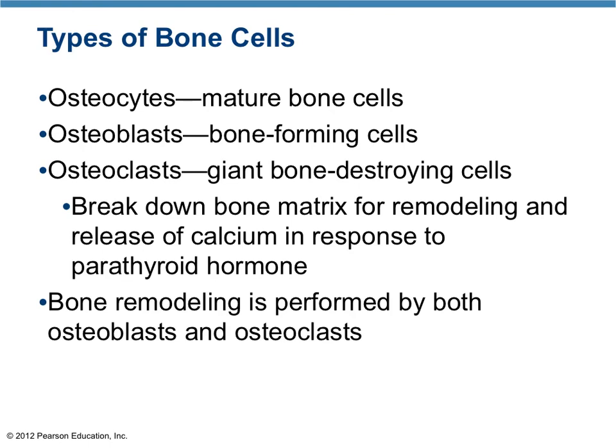So osteocytes are mature bone cells. That's just the name for a general bone cell, and you don't necessarily know what its function is. An osteoblast is a bone-forming cell. An osteoclast is a bone-destroying cell. And those two work together to remodel and reshape bone.